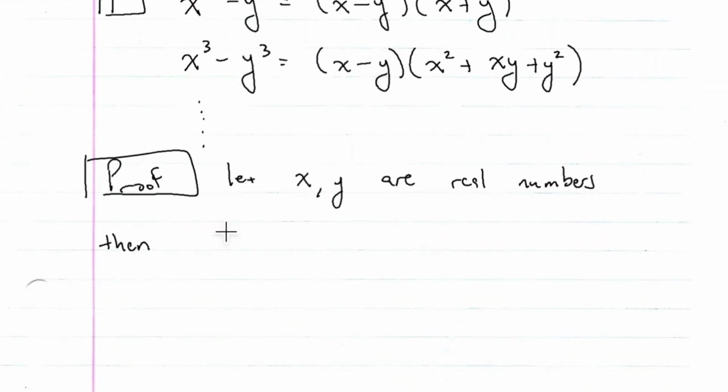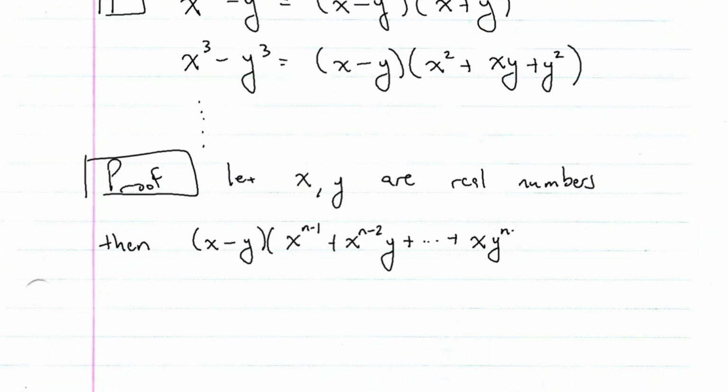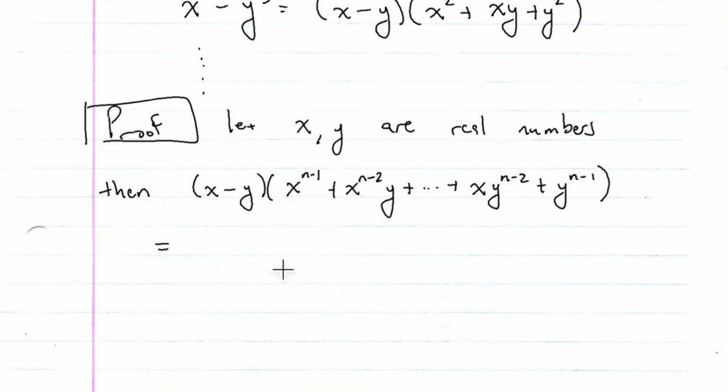So then x minus y times x to the n minus 1 plus x to the n minus 2 all the way down to x y to the n minus 2 plus y to the n minus 1. This is going to equal, since these are real numbers, the property of distribution holds. So this will be x times this expansion.